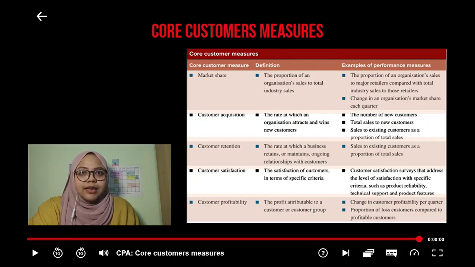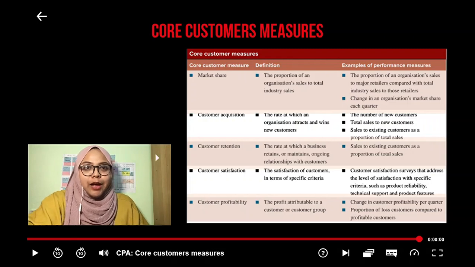And the fourth is customer satisfaction. The definition is the satisfaction of customers in terms of specific criteria. What is the example? The example is a customer satisfaction survey that addresses the level of satisfaction with specific criteria such as product reliability, technical support, and product features. And last is customer profitability. The definition is the profit attributable to a customer or customer group. Then the example is the change in customer profitability per quarter, and the proportion of lost customers compared to profitable customers.